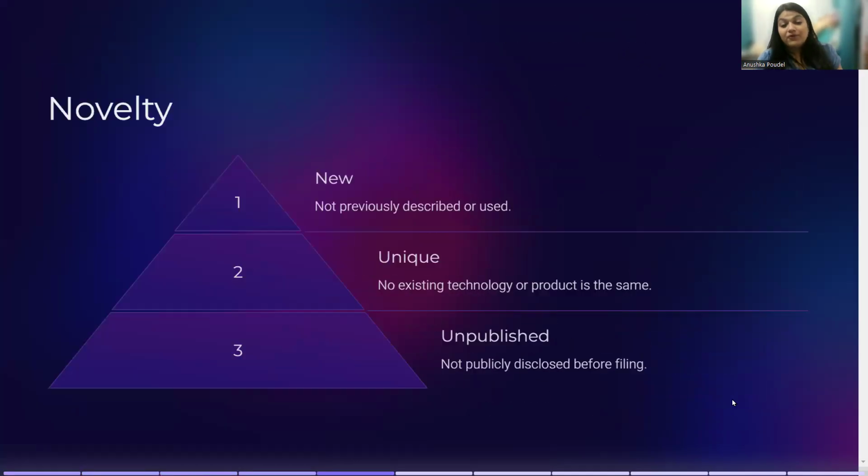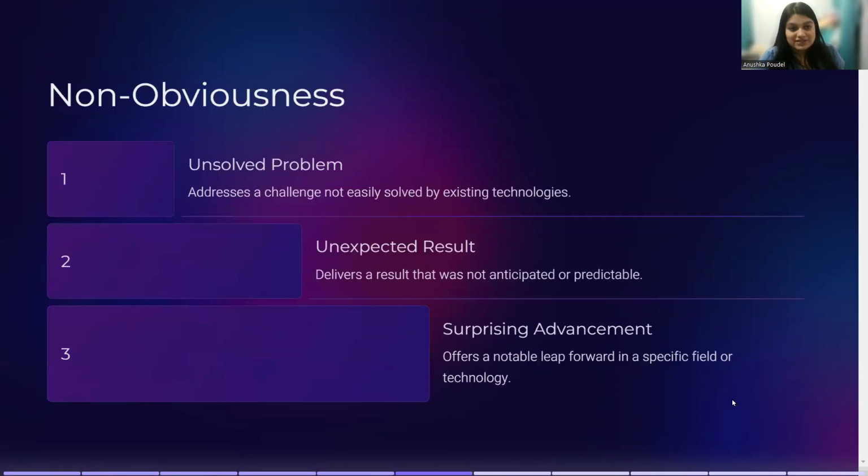Now, novelty, number one, includes new, not previously described or used. It should be unique, it should not be something that already exists. The product cannot be the same, unpublished. So it should not be publicly disclosed before filing. Non-obviousness. It should solve some problem. An unsolved problem addresses a challenge not easily solved by existing technologies. Unexpected results. Delivers a result that was not anticipated or predictable. So it tries to give an answer to a problem. A surprising advancement offers a notable leap forward in a scientific field or technology.